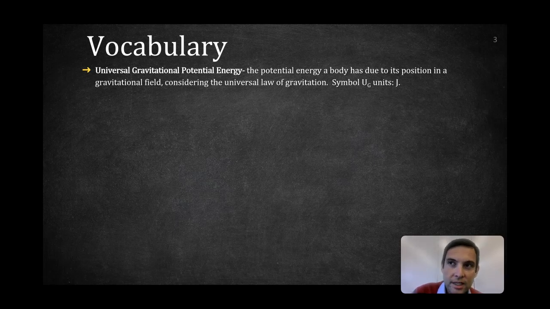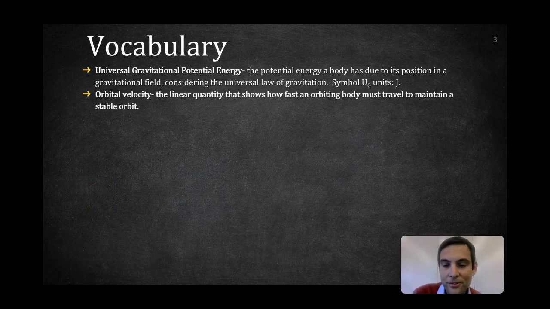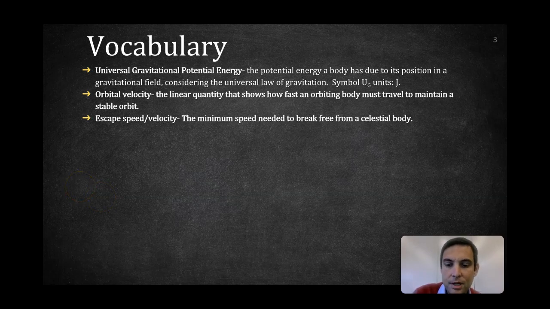But now we're going to consider the universal law of gravitation, meaning we're no longer near the surface of a planet. The symbol we use is U sub capital G, and the unit, of course, is joules. Orbital velocity is the linear quantity that shows how fast an orbiting body must travel to maintain a stable orbit, and escape speed or velocity is the minimum speed needed to break free from a celestial body.